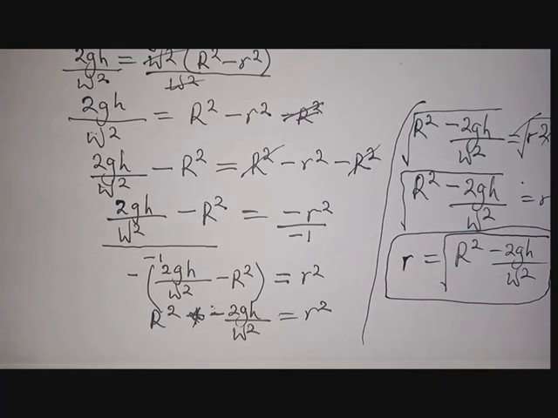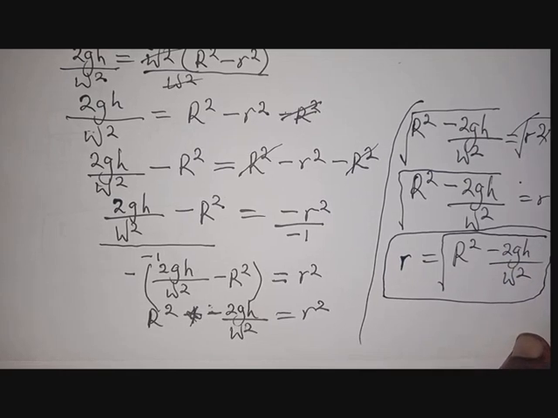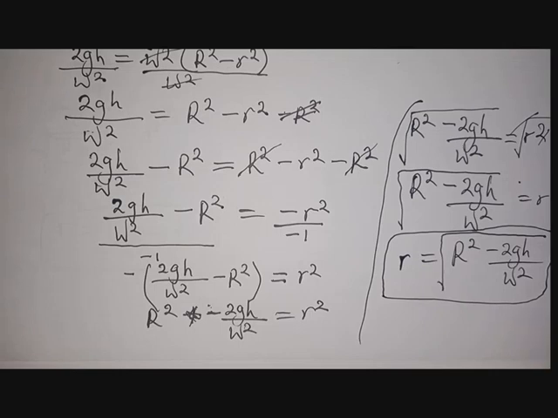Mind you, in some cases, you might decide to also readjust this term by making it a single fraction. How do you make it a single fraction? You just take the LCM of 1 and w squared, and then you're going to get the square root of w squared R squared minus 2gh all over w. So it's either you're leaving your answer that way or you're leaving your answer this way, whichever one you're comfortable with. Thank you.